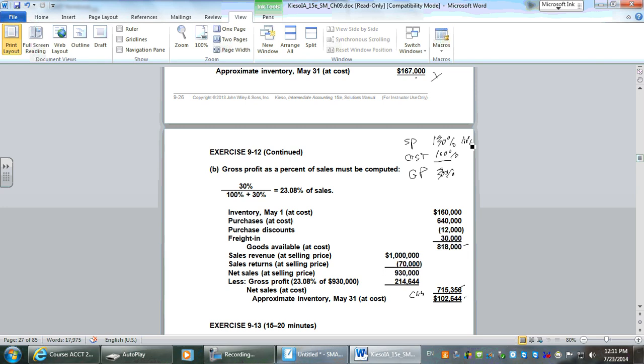How would you do it? Take 1.3 and divide it into 1.3 to give you the 100%, right? What's 1.3 divided into 1? What is sales price? That's all we're doing, right? Just like we did last week. Probably. 77%. This is about 77%.